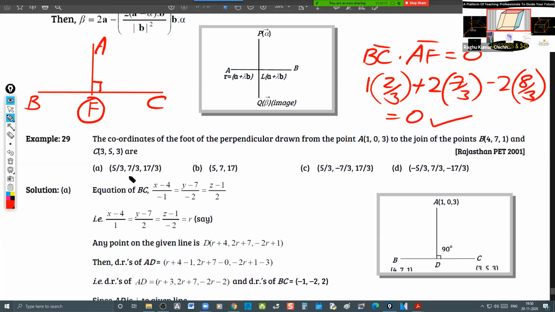And F is 5 by 3, 7 by 3, 17 by 3, x2 minus x1, y2 minus y1, z2 minus z1. I substituted here, a1 a2 plus b1 b2 plus c1 c2, and I got it to be 0, and hence this is the answer. For the rest of them, you don't get it. Of course, here it is in the first option, and if the first option is not satisfied, you have to go for the second option also. So I explained to you both the method and the cross verification. I hope you understand that.